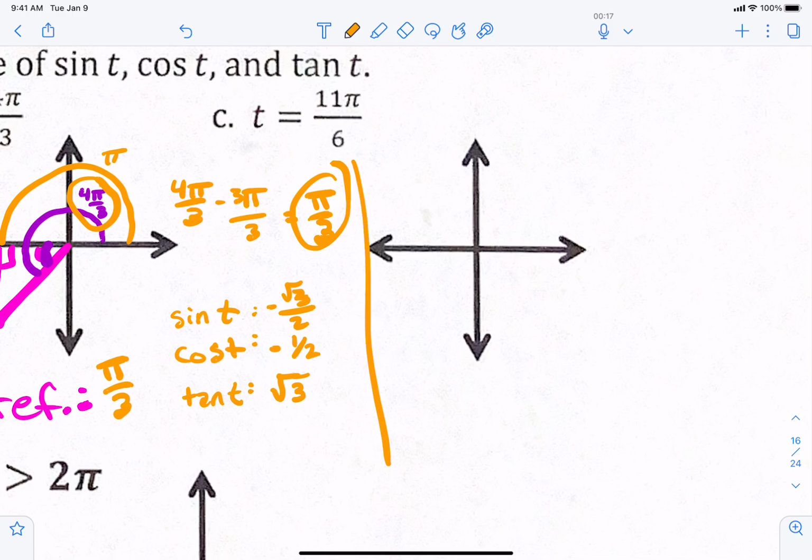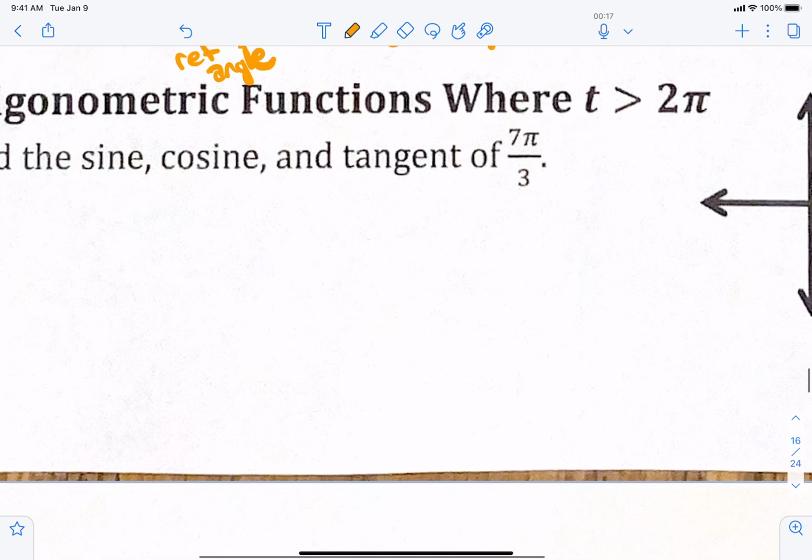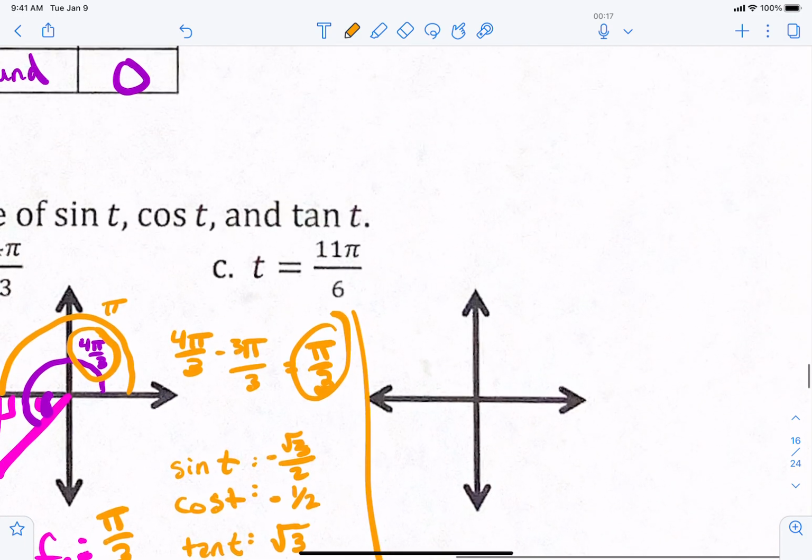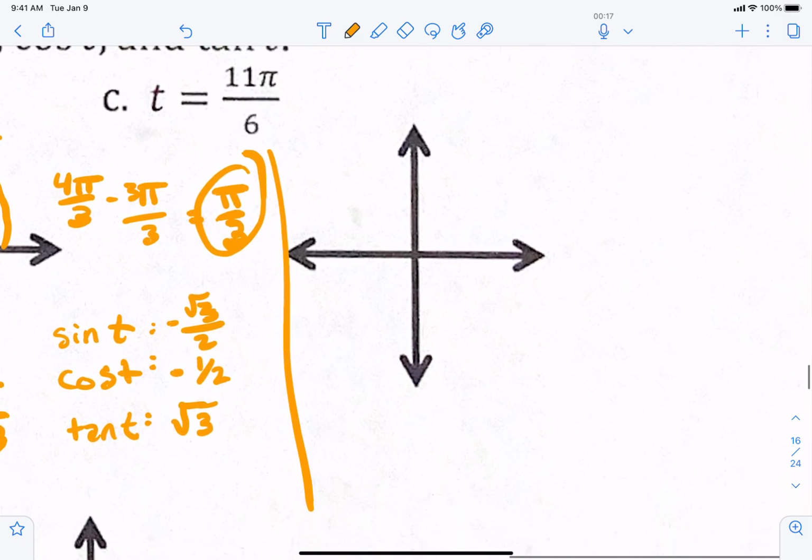Yes, but then you're going to subtract 2 pi or add 2 pi until you get something that's on the unit circle, like what we were doing yesterday, right? I think that's what this next example is saying. Yes, right here. Okay, so that's the next problem. All right, 11 pi over 6.